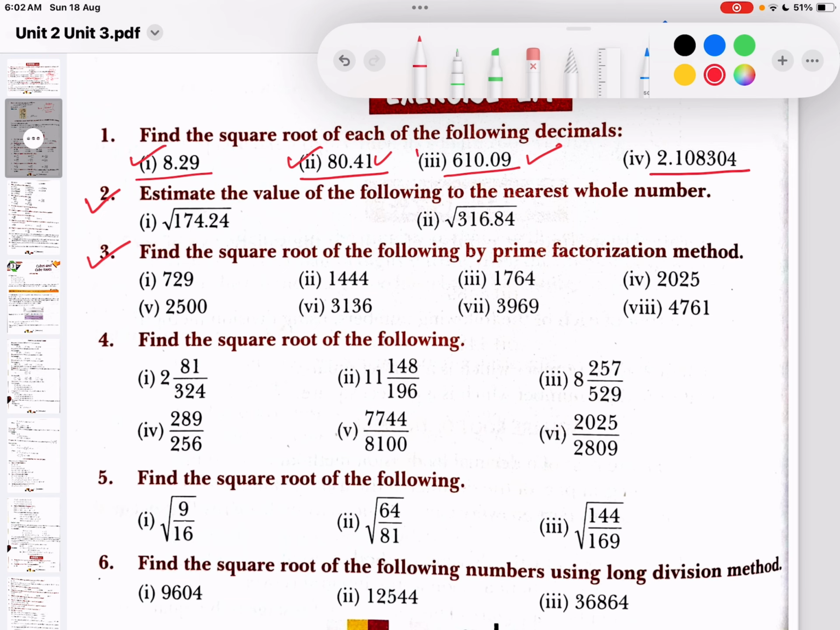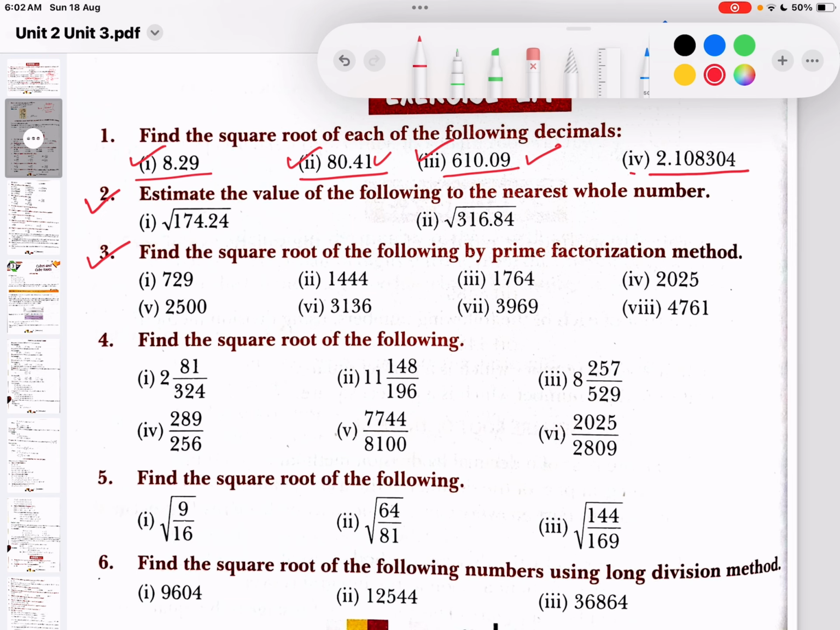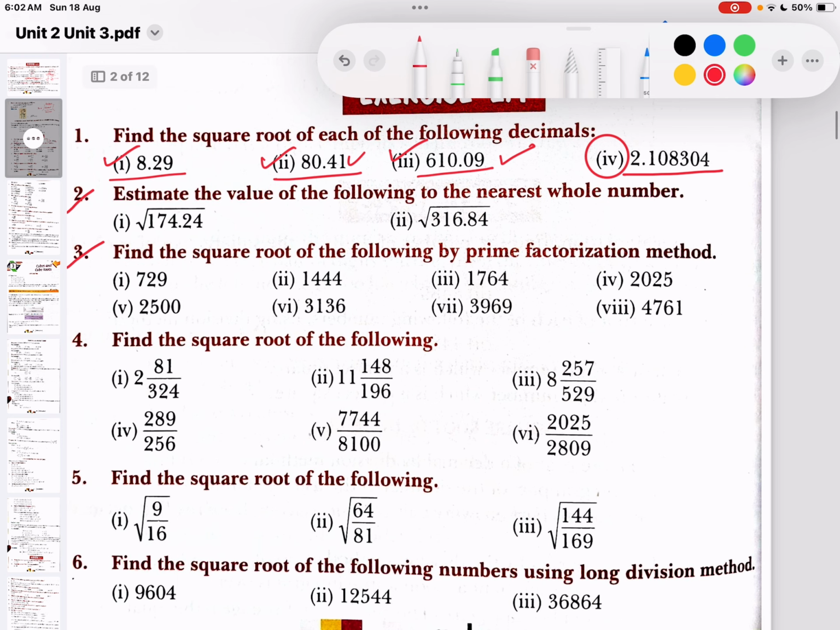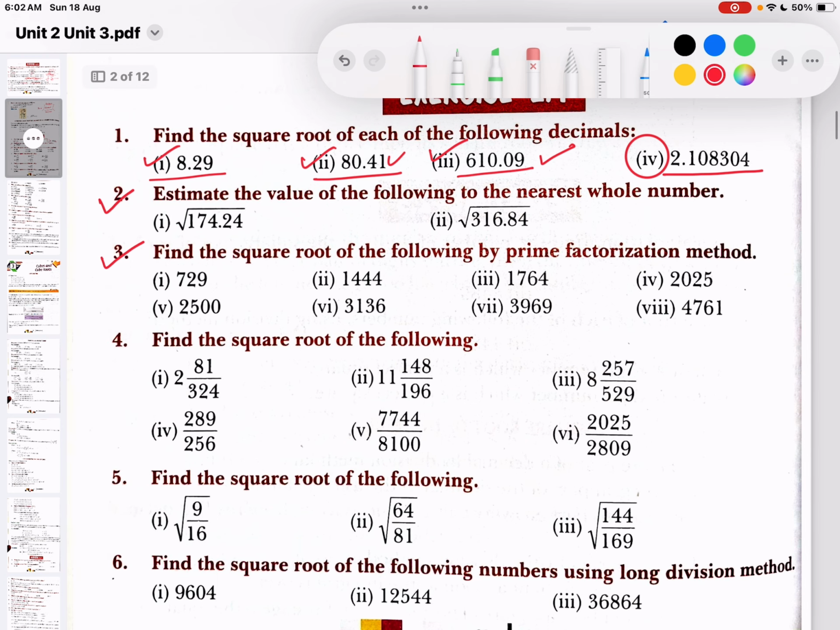1st, 2nd, 3rd. This is a little bit difficult, but if you follow the procedure, then it will not be difficult for you.